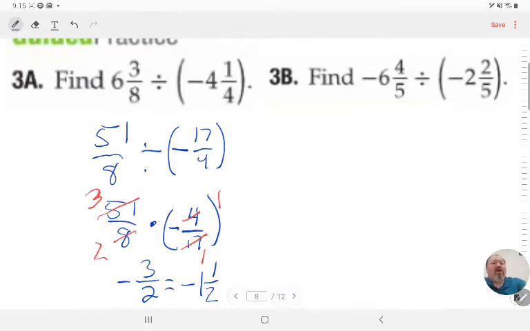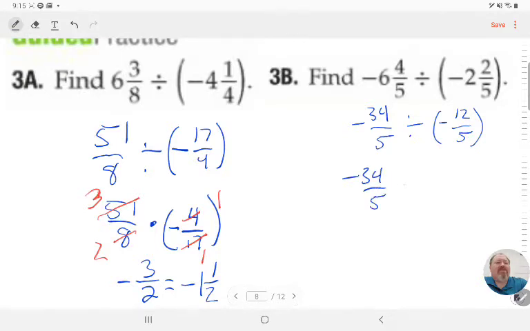Okay? All right, let's see how you did on 3B. So we have 5 times 6 is 30, plus 4 is -34/5, divided by 5 times -2 would be -10, plus 2, so -12/5. Again, we have -34/5, change it to multiplication, changes to its reciprocal of 5/12.